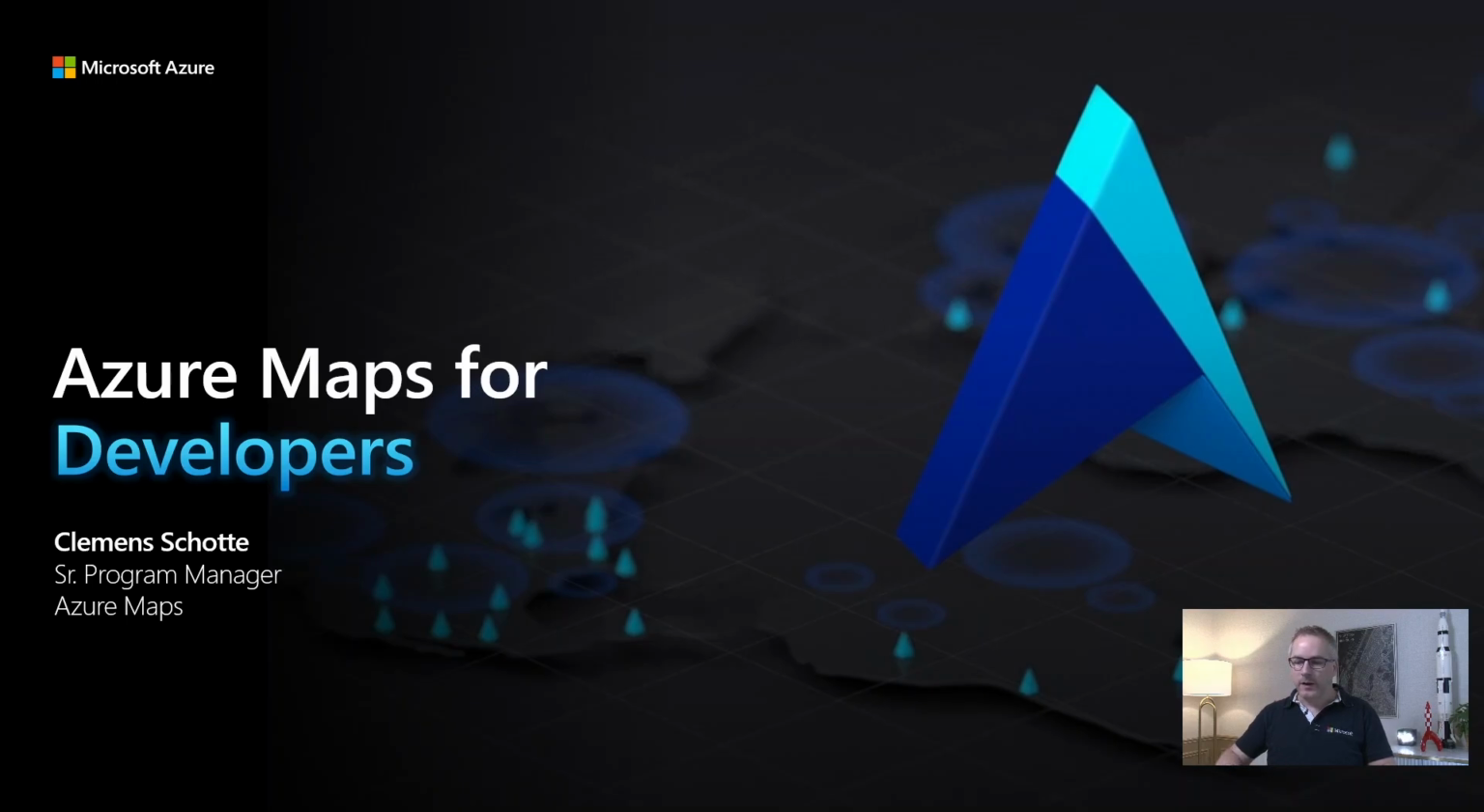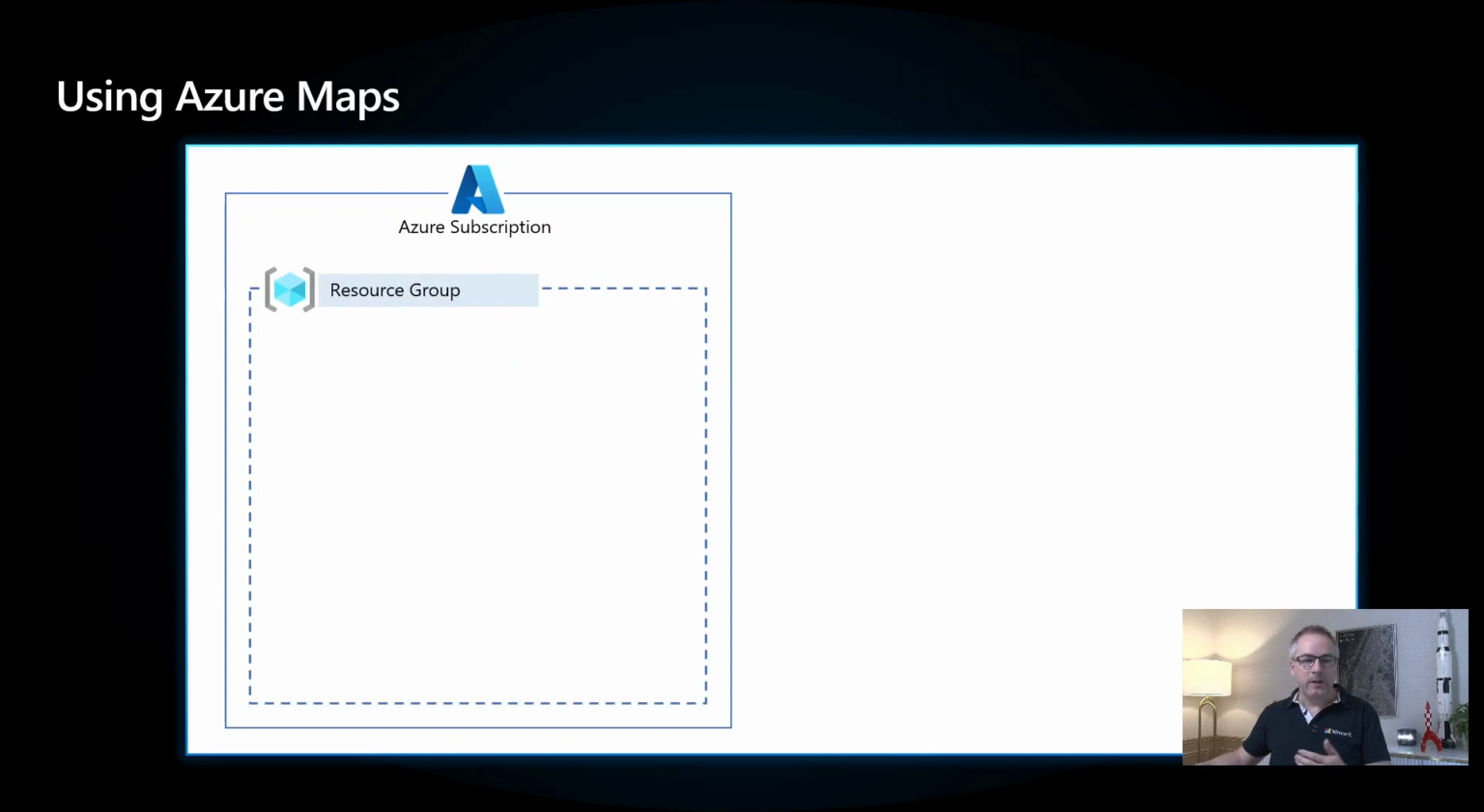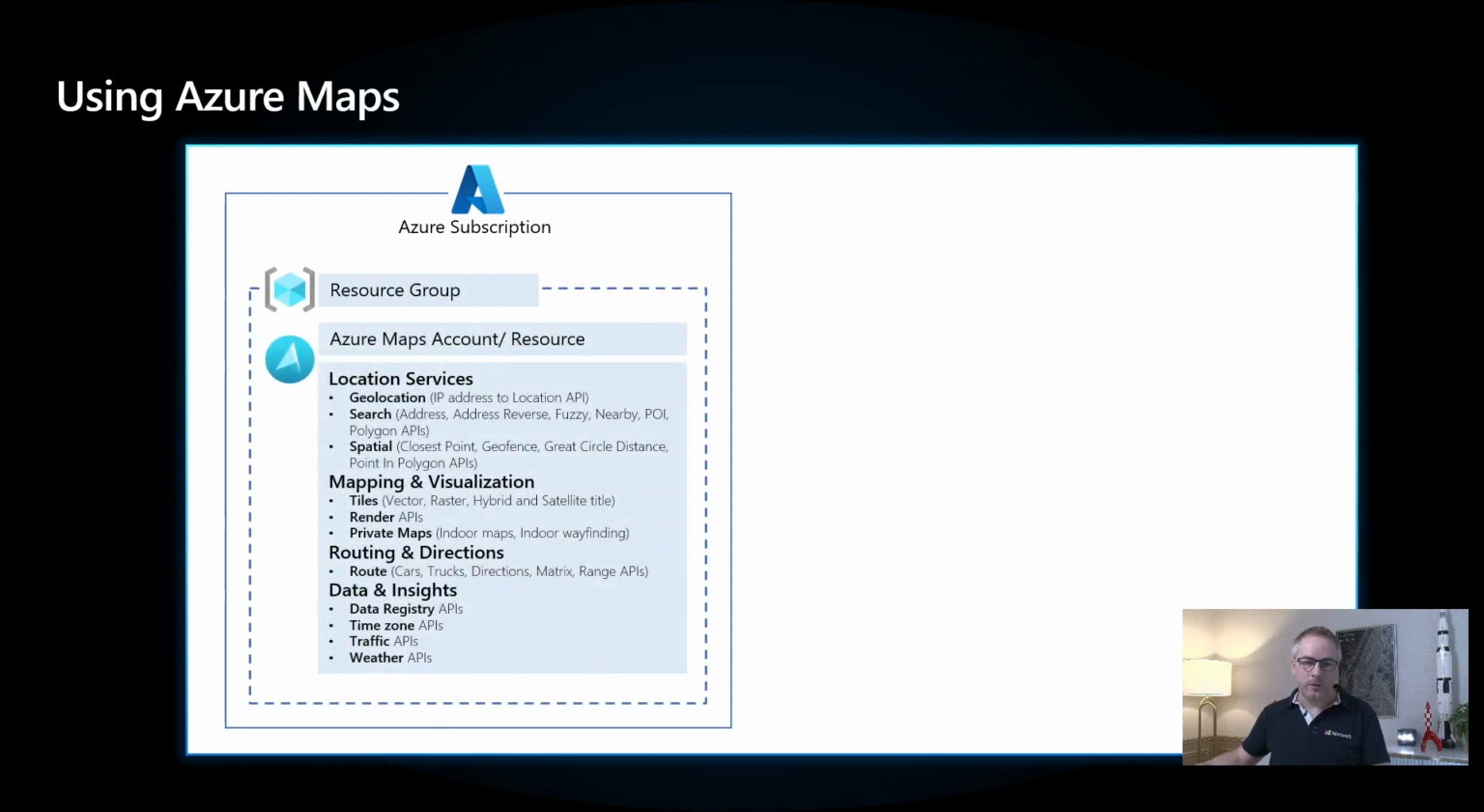When you get started with Azure Maps, the first thing you need is, of course, an Azure subscription. You can sign up for a free Azure subscription at azure.com. When you have an Azure subscription, you go to the Azure portal where you can create a resource group. And within the resource group, you can create an Azure Maps account or resource. When you have an Azure Maps account, you have basically all the benefits and services and APIs available that you can use in your applications.